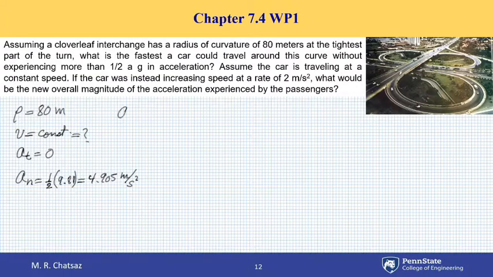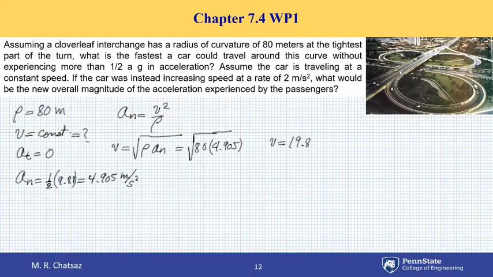So if I write the formula, a_n equals v squared over rho, I want to solve for v. Therefore v is the square root of the product of rho and a_n. Square root of 80 times 4.905 gives me a numerical value for speed in meters per second. If I take a calculator and do the numbers, I get 19.8 meters per second. So this is the corresponding speed.